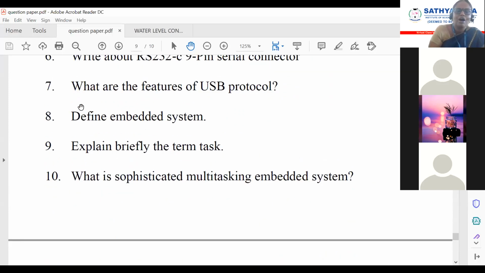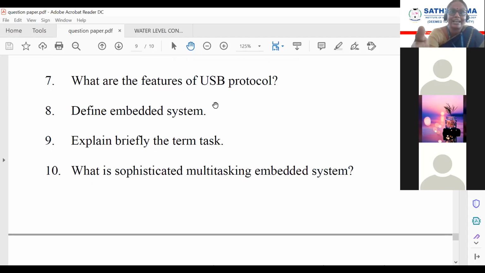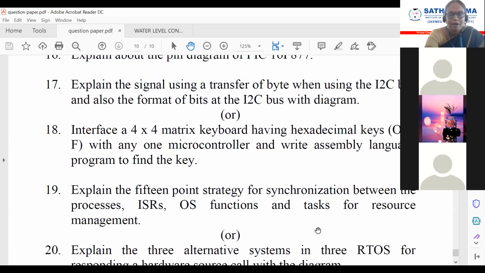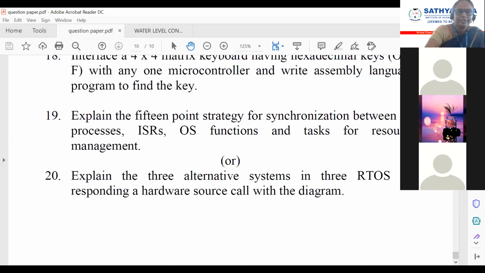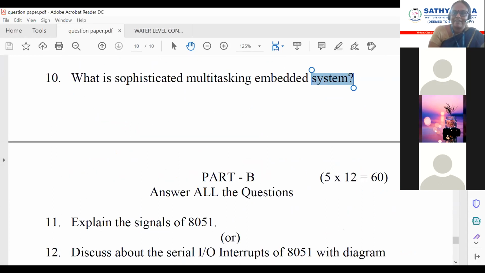Define embedded system. What are the features of USB? Features means advantages. I told you, very important thing: plug and play, mainly for short distance, and we can have a wireless USB protocol also. And whenever I am connecting USB, I need not restart the system. So these are the many features, and now we can transfer over USB ports in gigabits per second. Okay. So you have seen I2C buses. And this is not available in your syllabus actually. So this is the question paper we have discussed. Okay.